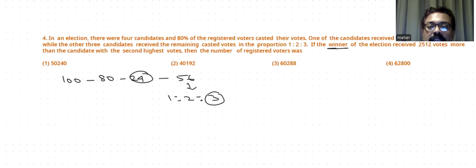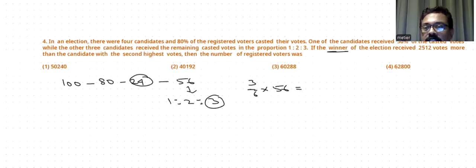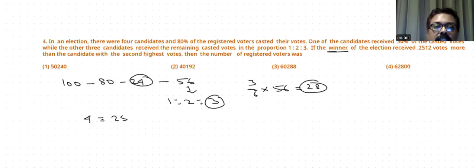So 3 by 6 into 56 comes as 28. Now check, 28 is the highest, 24 is the second highest. With what numbers? 2 obviously will not give you the second highest. Now 28 minus 24 is 4. So 4 is the margin here, which is actually 2512, and we need the total value, that means 100.